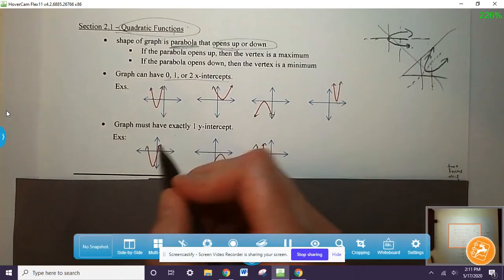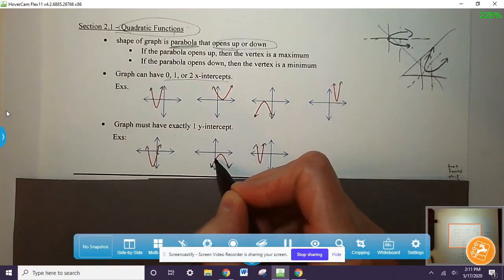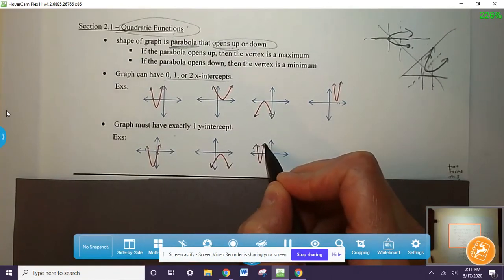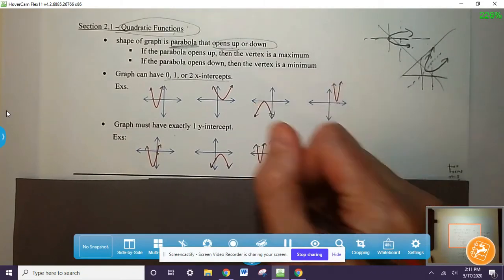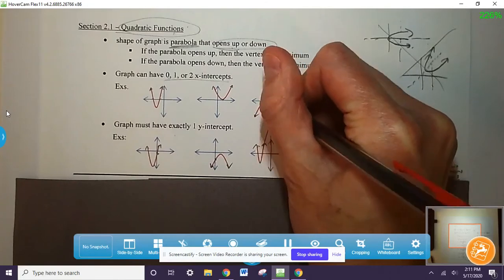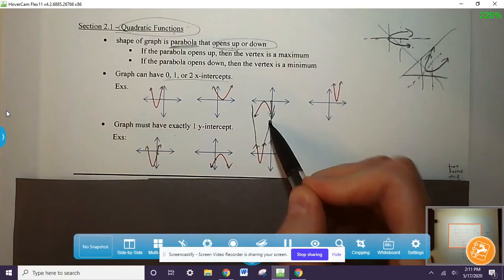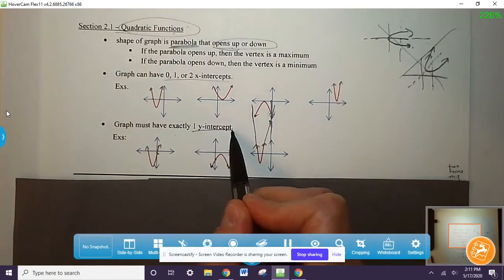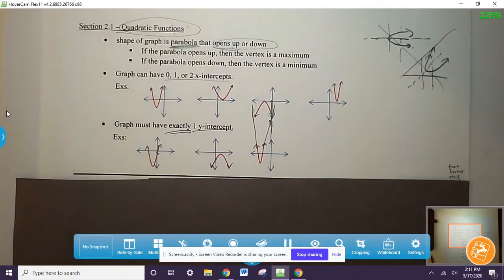So here's the y-intercept, here's the y-intercept, and this one looks like it doesn't have a y-intercept, but it does, just not in this viewing window. If we extend the y-axis and we extend this graph, eventually we're going to cross the y-axis. So you're always going to have exactly 1 y-intercept.